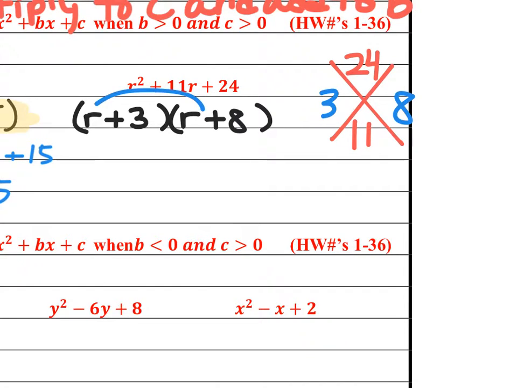R squared, r times r is r squared. R times 8, 8r. 3 times r, 3r. So 8r plus 3r gives me 11r. So check. And then 3 times 8, 24. So that is good. So when you're factoring, there is no reason why you should get it incorrect, because you should be able to multiply it back out and check your answer right away.